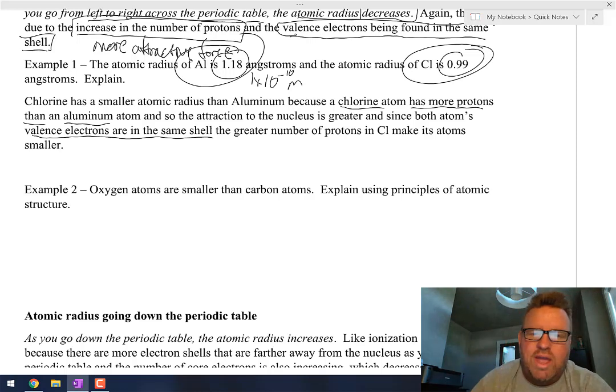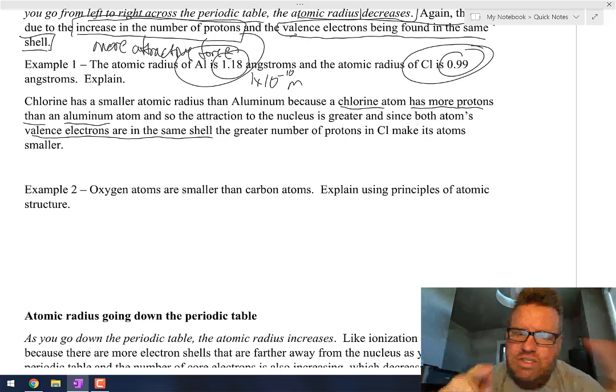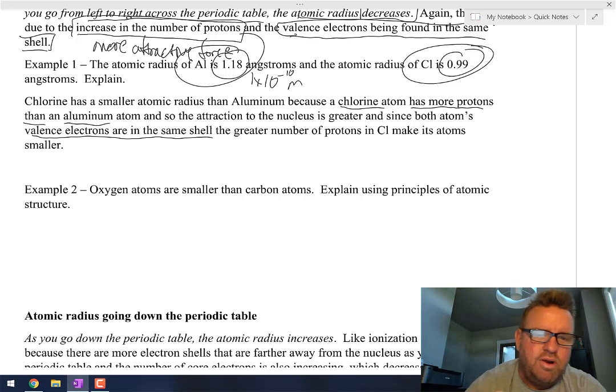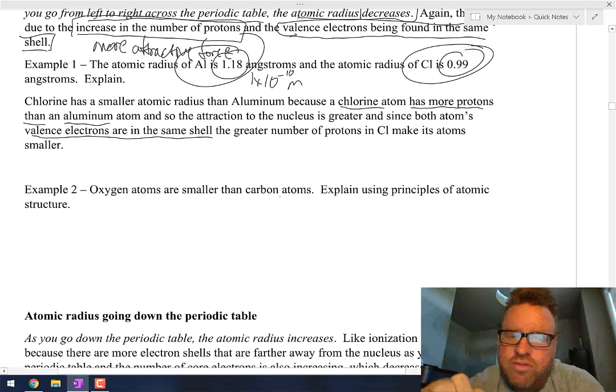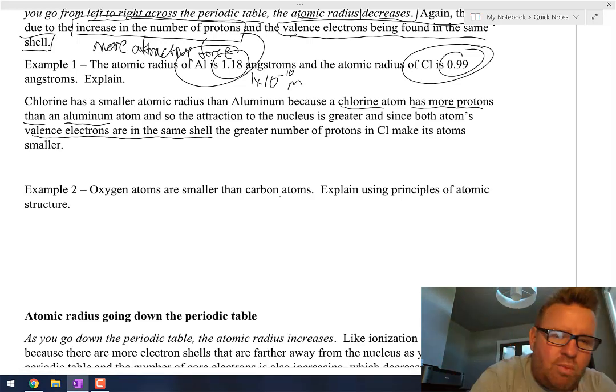So example number 2 says oxygen atoms are smaller than carbon atoms. So I'm going to try to write my answer in a different way, but still saying the most important parts. Again, they're telling us the answer. They're not saying true or false. They're saying oxygen atoms are smaller than carbon atoms. Now why?